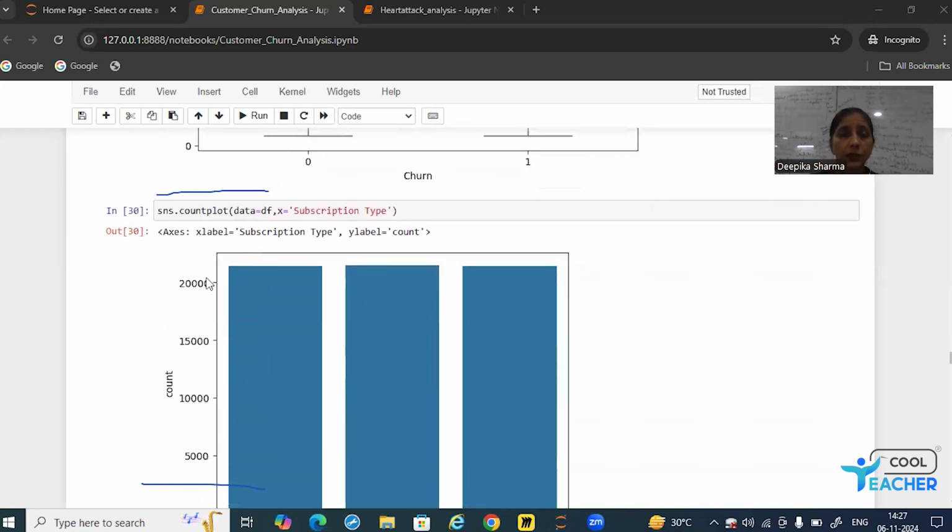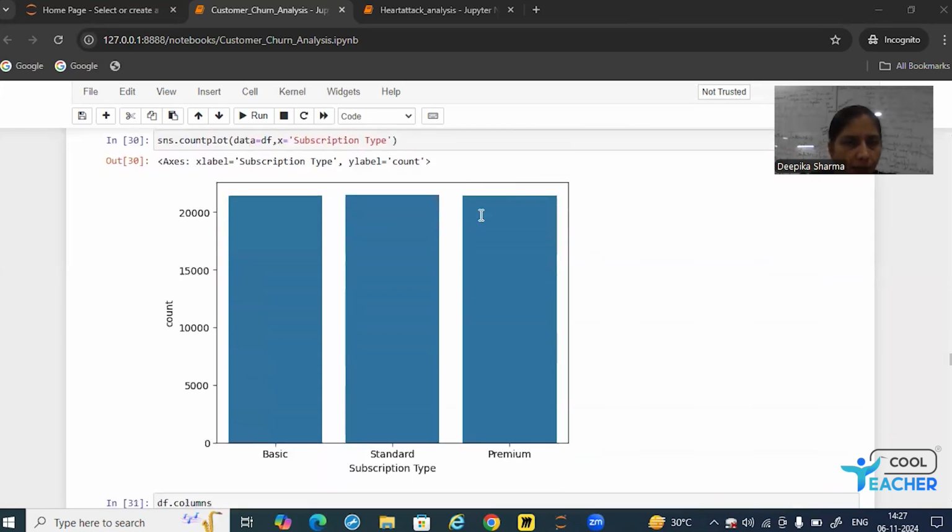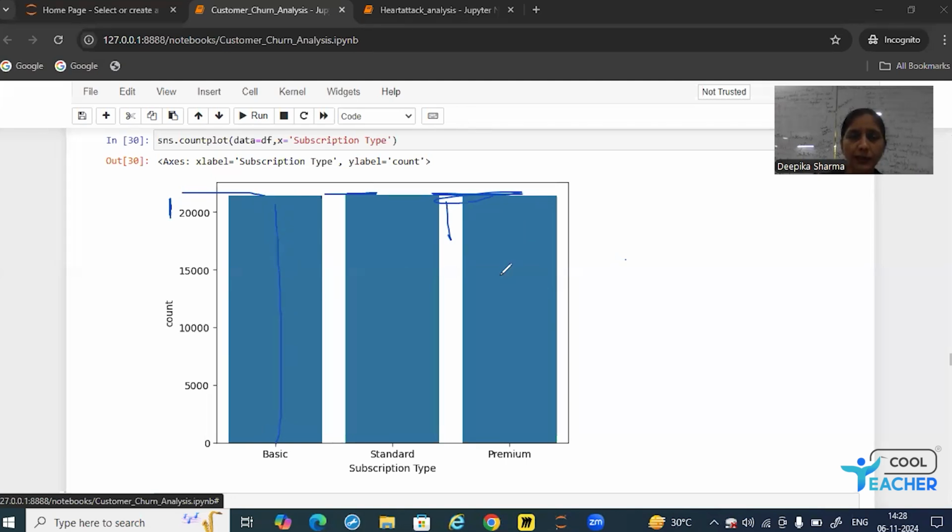Okay, now let me check the count plot also. Inside the count plot, we have to check subscription type. So in cbond.countplot, subscription type is mentioned here. We can say nearby, these are the number of people who took the basic subscription type, the standard subscription type, and the premium subscription type. These are the various subscriptions people have taken. Okay, people have taken all the subscriptions here.